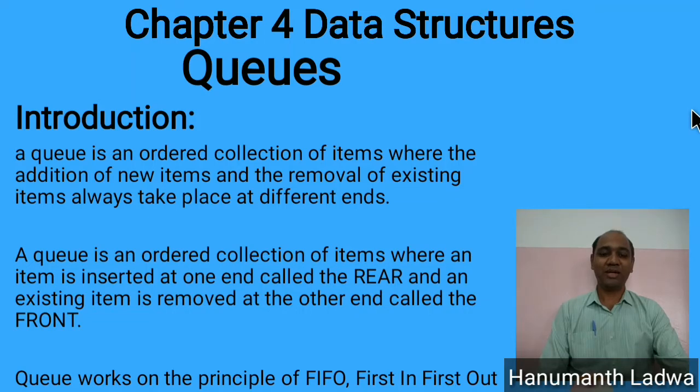So here both rear and front are pointers which point to the array. A queue works on the first in, first out principle. In short, we call it FIFO.